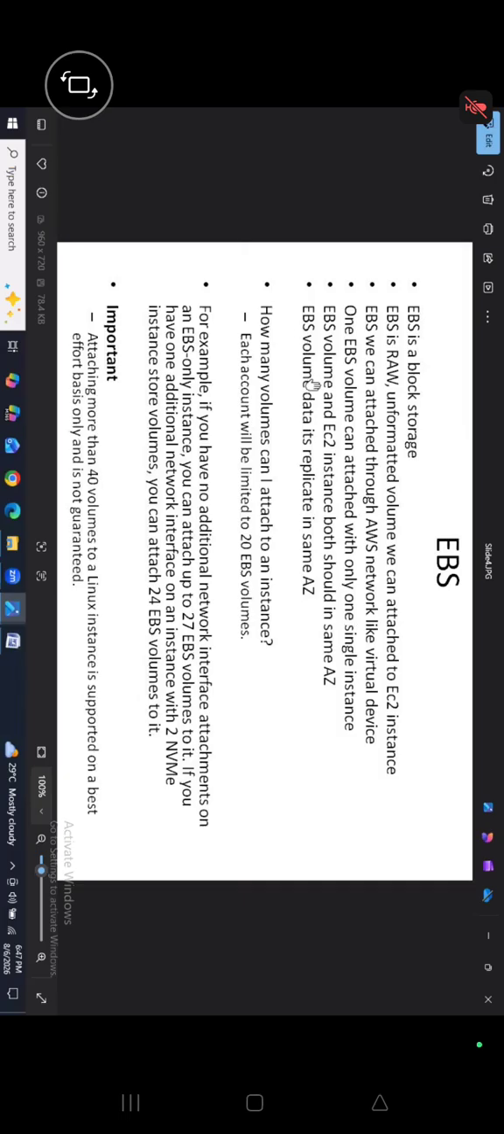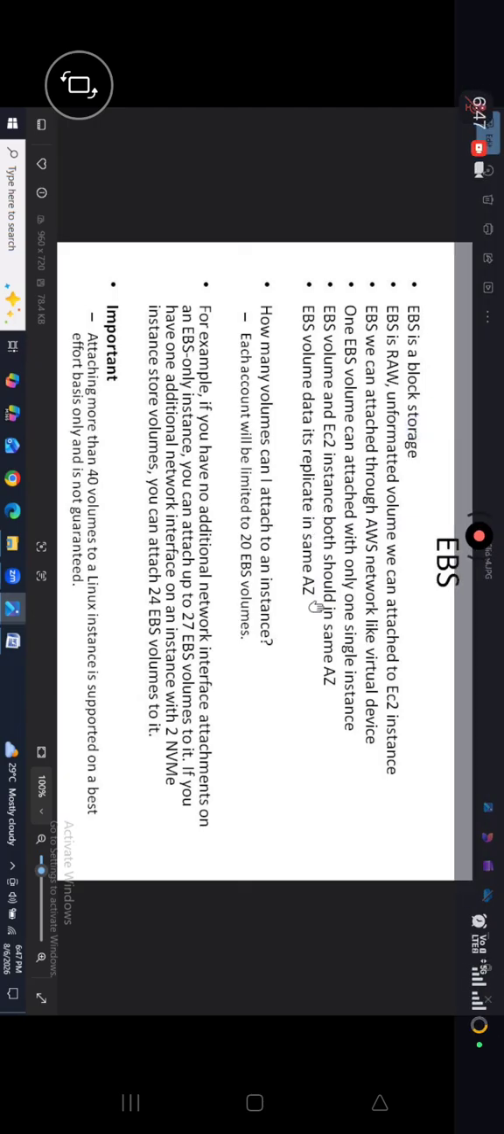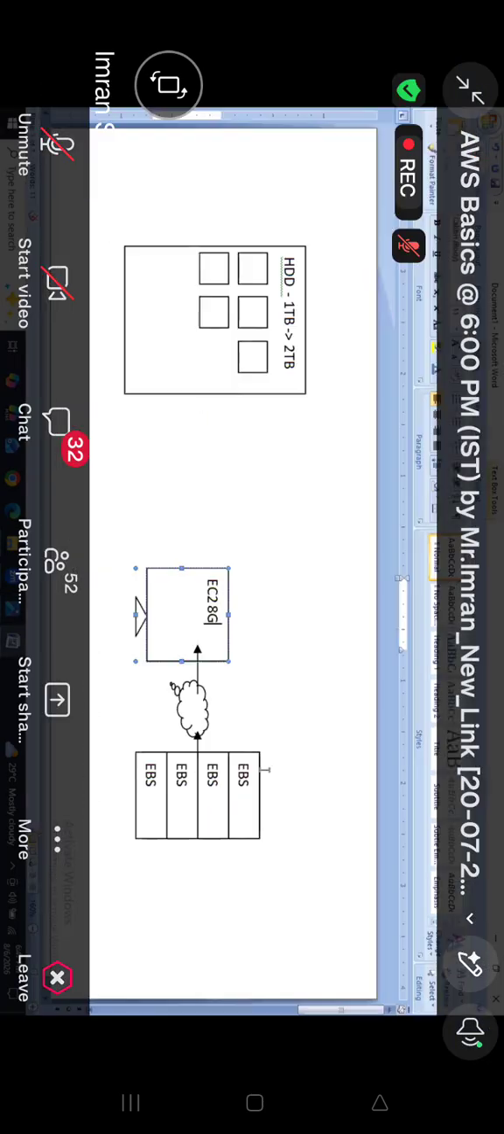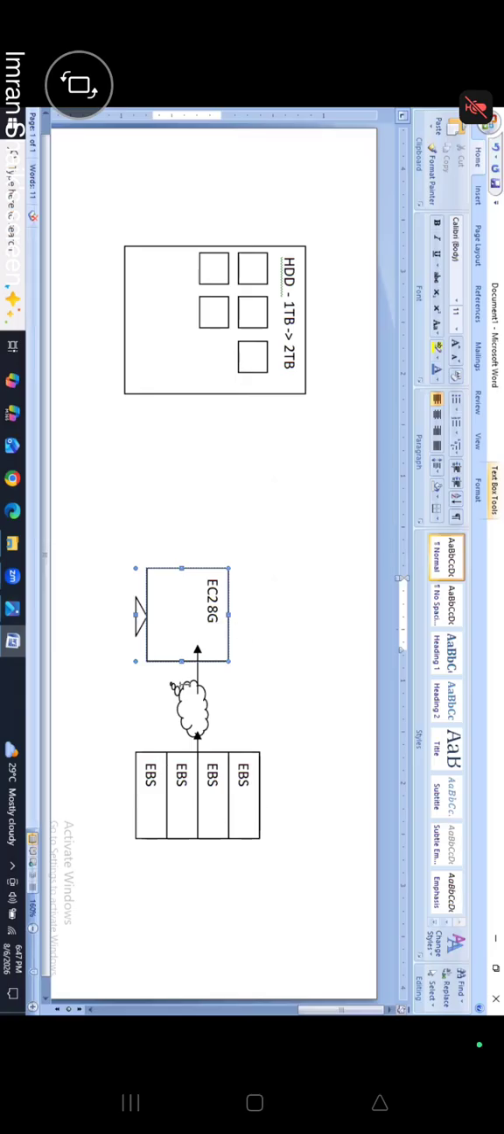The EBS volume and the EC2 instance both should be in the same availability zone. Only then can we attach. For example, if the EC2 instance is in US East 1 and the EBS volume is in US East 2, then we are unable to attach. Otherwise, it's not possible. I hope you got it, guys.